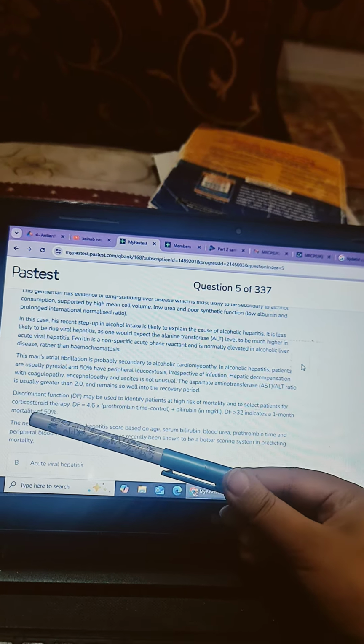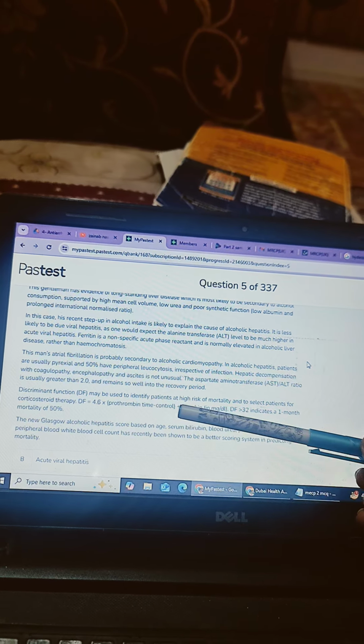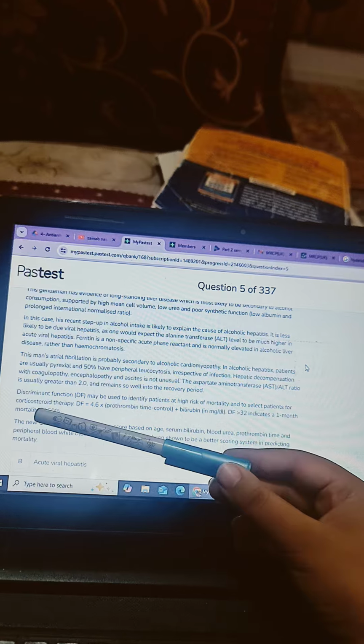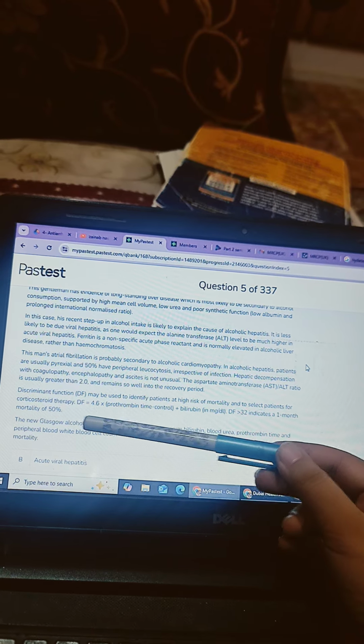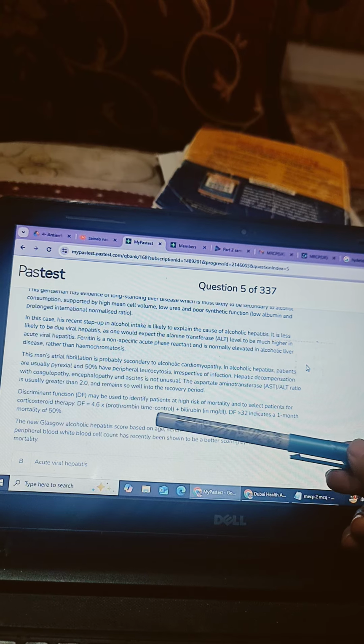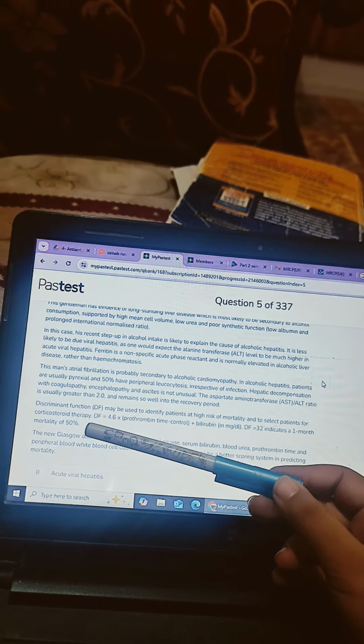Now there is the discriminant function. It may be used to identify the patients at high risk of mortality and to select for corticosteroid therapy. Discriminant function is 4.6 multiplied by prothrombin time minus control, plus bilirubin in mg per dl. More than 32 indicates a 1 month mortality of 50%.